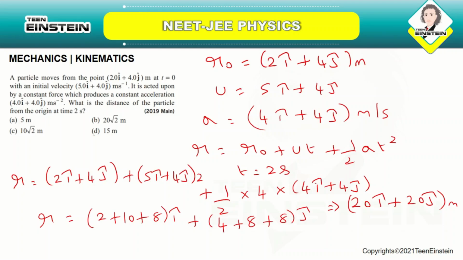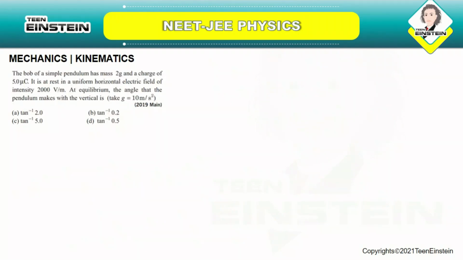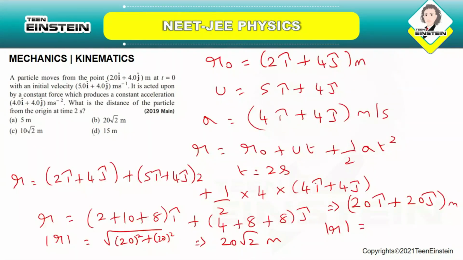Now the distance of the particle from the origin is given by modulus of r is equal to square root of 20 square plus 20 square. So this will be 20 root 2 meters. So the distance of the particle from the origin at a time 2 seconds is equal to 20 square root of 2 meters. So the correct answer is option number B, 20 root 2 meters. Okay, let us now move on to the next question.